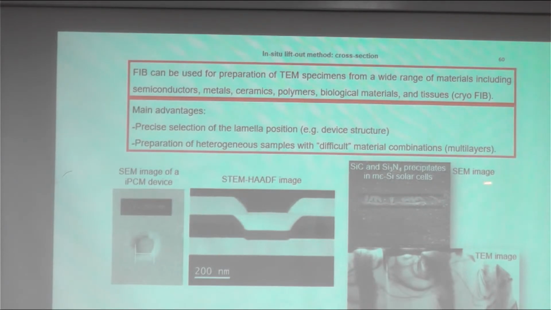Then they used FIB and prepared them. Silicon nitride is a very hard material, and silicon is much softer compared with silicon carbide. But anyway, we could prepare both filaments in this material and silicon in one lamella using FIB.